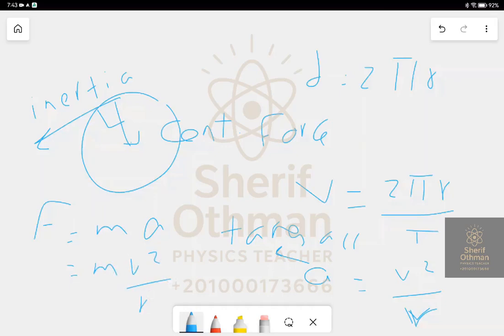So we have 4 rules describing the circular motion. The first one is d equals 2 pi r, representing the distance covered in 1 revolution. v equals 2 pi r over T, representing the circular velocity. And the acceleration, v squared over r. And the last one, centripetal force, which is m multiplied by a, mv squared over r.